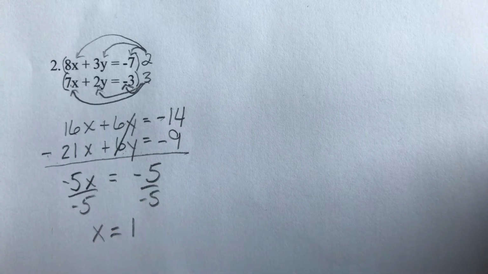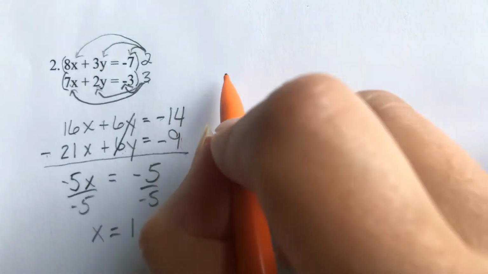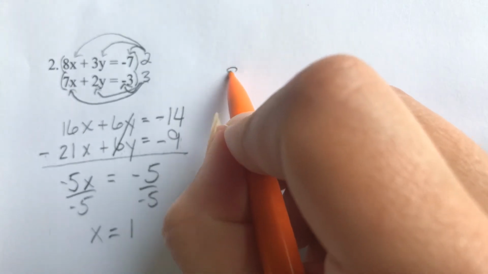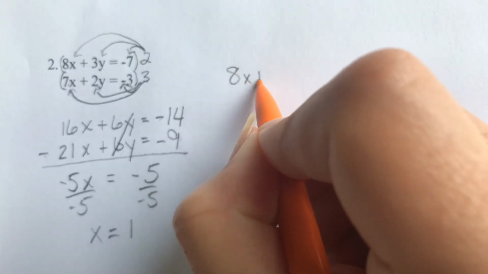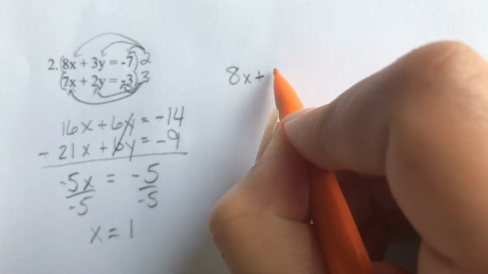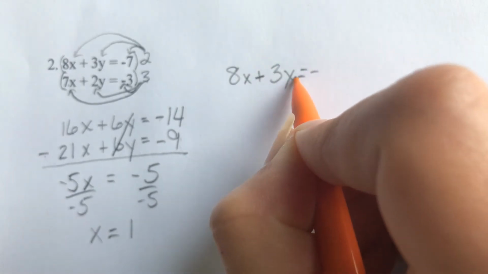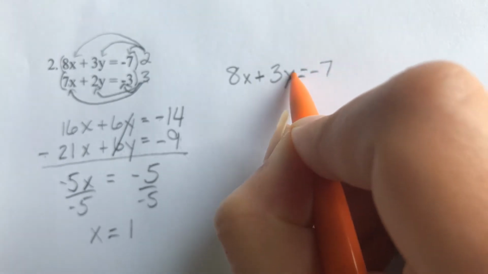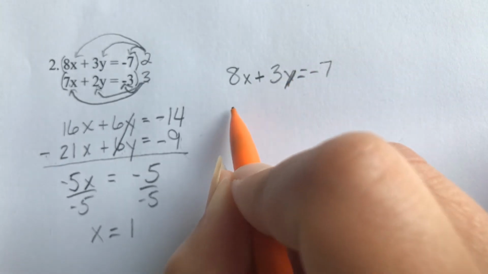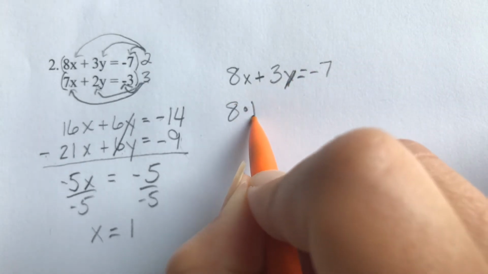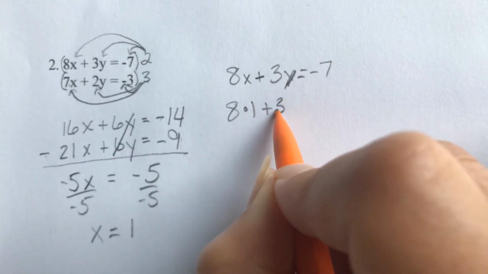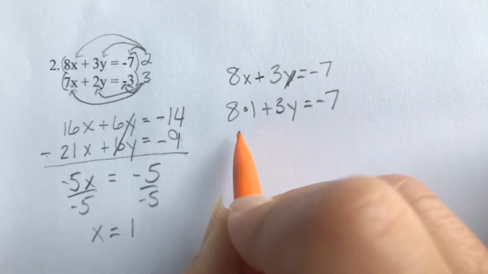I'm going to go back to my originals, right? The numbers are smaller. If I made a mistake, I might not catch it if I don't use the original. So I'm rewriting one of them. I now have 8 times x plus 3y equals negative 7. 8 times 1 is 8.